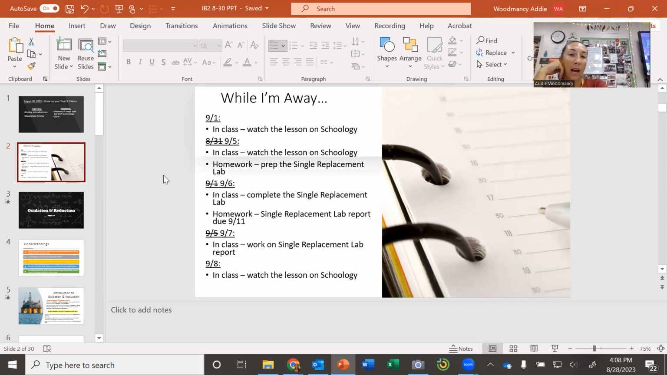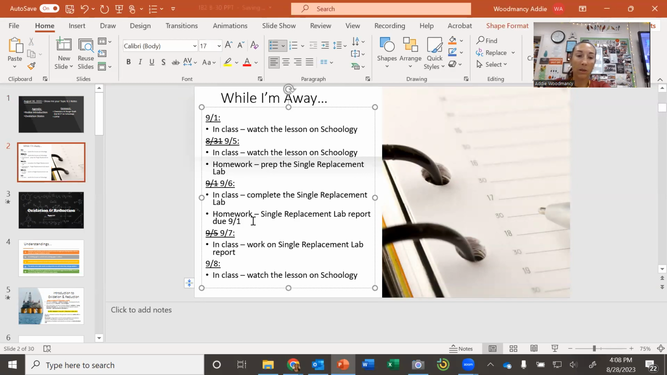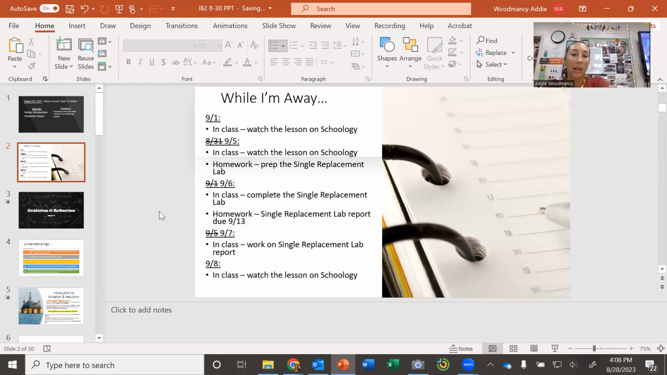that you'll be doing on the 6th in class. And then for homework, you'll work on that lab report, and that's actually going to be due on the 13th. And then on the 7th, you'll have all day in class to work on that lab report. And then on the 8th, there will be another Schoology lesson for you to watch. And then I'll be back on the 11th. On the 11th, we'll go over everything that you learned from me virtually while I was gone, and wrap up any questions you may have.